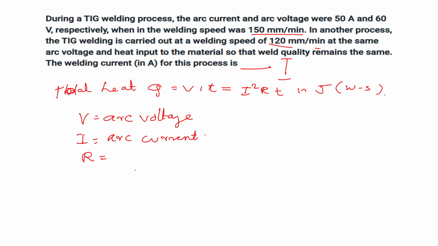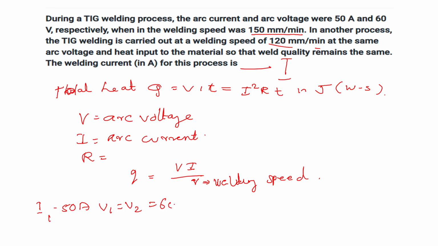So what we have to do, we have to calculate the heat input per unit length. So it will be Q, that we can write as VI divided by small v, that is the velocity, means welding speed. Now the given values we can write as: I1 is given, that is 50 ampere, and V1, that is the arc voltage, is equal to 60 volt, which is given, and small v1, the first velocity, is 150 millimeter per minute, and similarly v2 is 120 millimeter per minute.